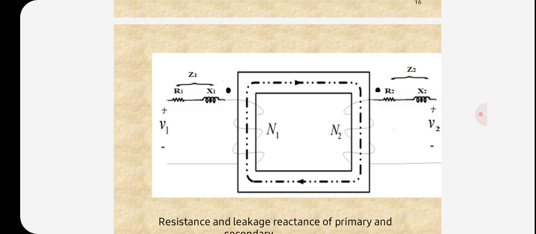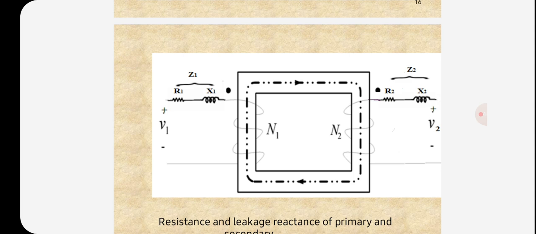The resistance and leakage reactance cause voltage drop in their winding. The resistance R1 causes a resistive drop of I1R1, and reactance X1 causes a reactive drop of I1X1 in primary winding. Similarly, the resistance R2 causes a resistive drop of I2R2, and reactance X2 causes a reactive drop of I2X2 in secondary winding.